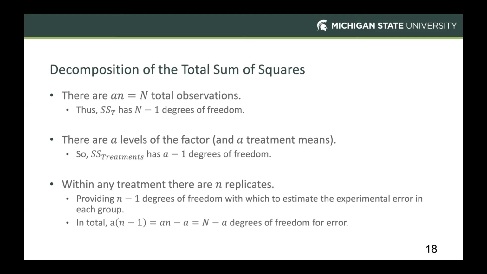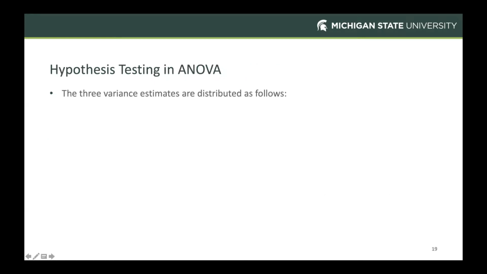And so in total, we have A times n minus 1, or an minus a, which we'll just reduce down to n minus a, and that's the number of degrees of freedom that are associated with our error sum of squares term, or SSE. All right, and so from that, we basically have 3 different variance estimates that we're working with.